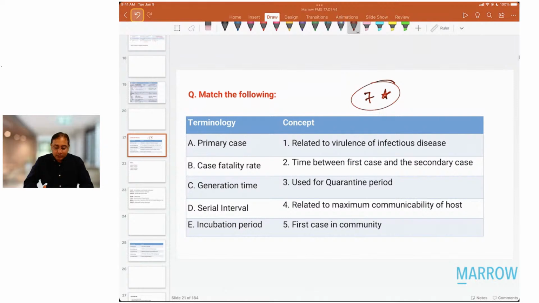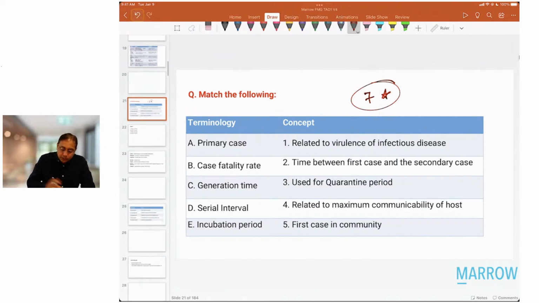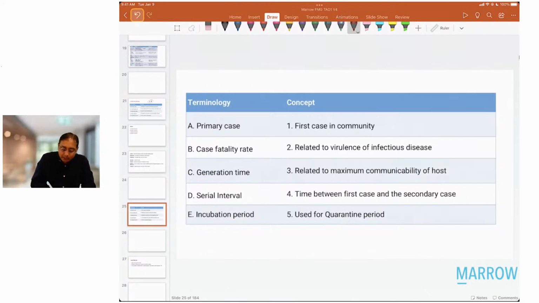इसमें match the following करना है. And if you just see these definitions, very easy definitions. Primary case, what do you mean by a primary case, beta? Primary case is the first case in the community. What is case fatality rate? Case fatality rate is related to the virulence factor of the infectious disease.